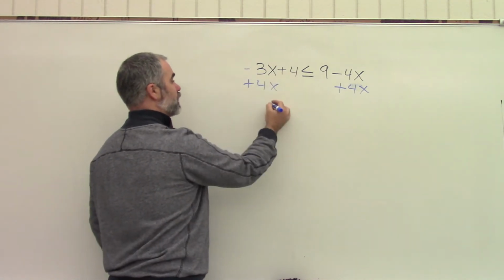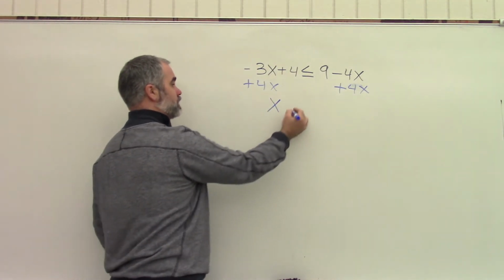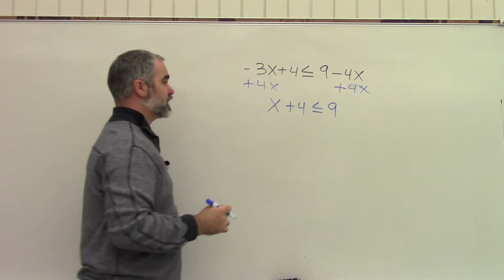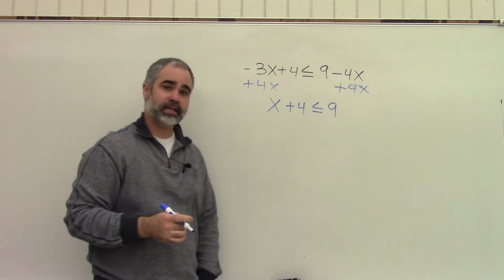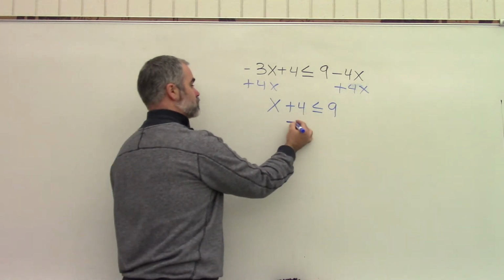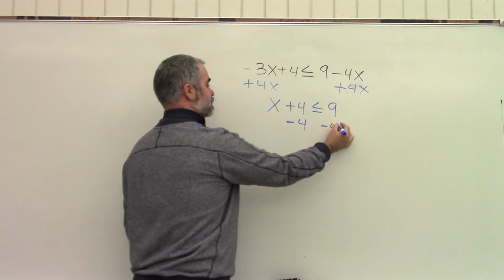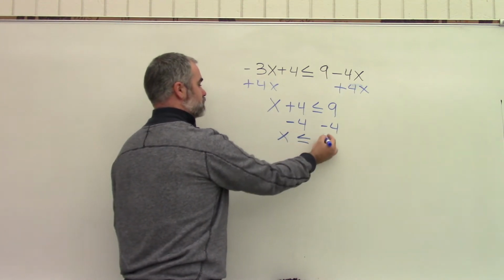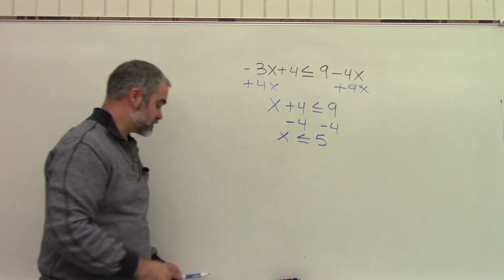So that leaves me with a 1x, and I don't need to write the 1. So I have x plus 4 is less than or equal to 9. I'm going to go ahead and subtract 4 from both sides, and you end up with x is less than or equal to 5. Now all we need to do is graph this.